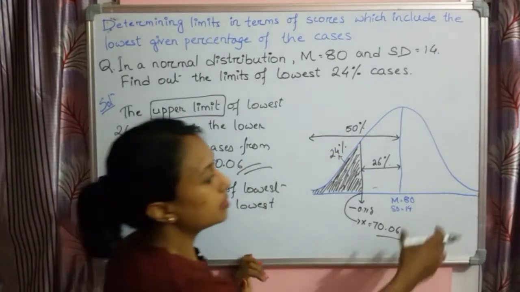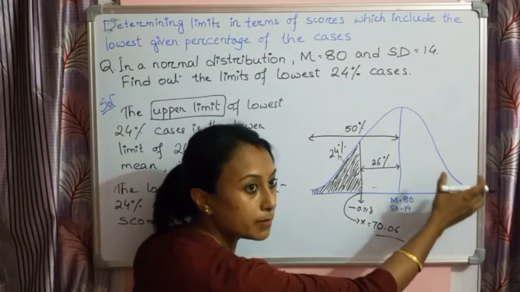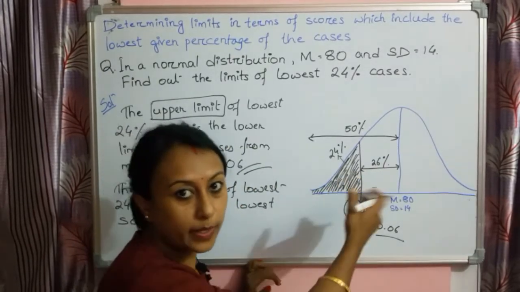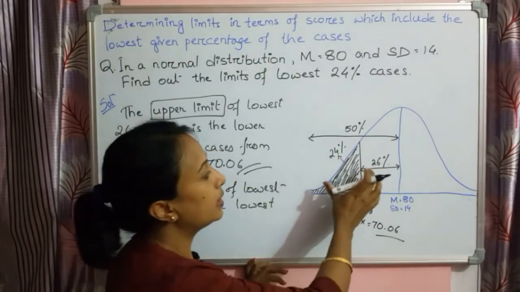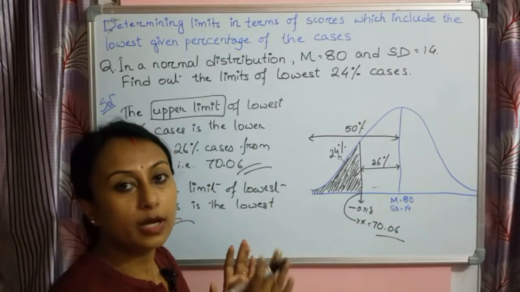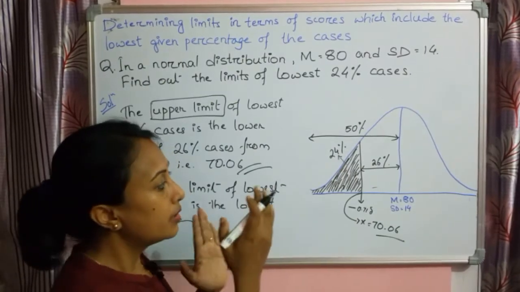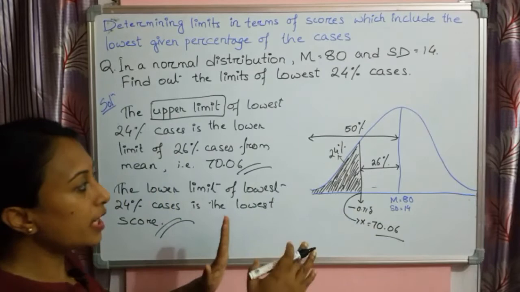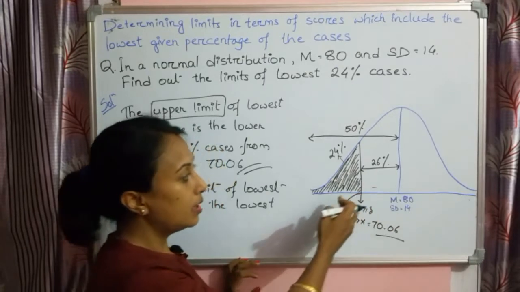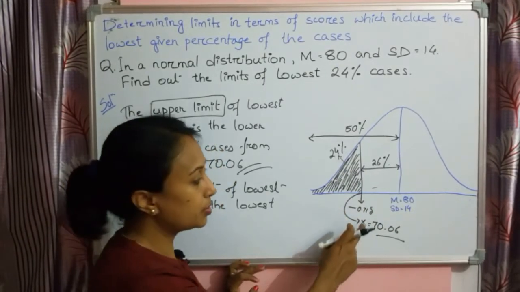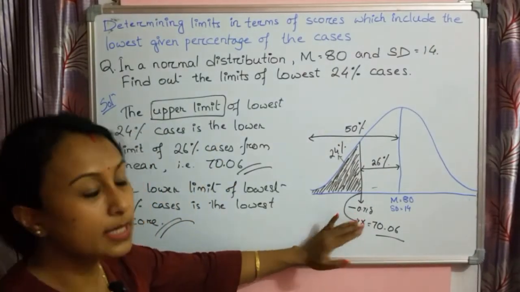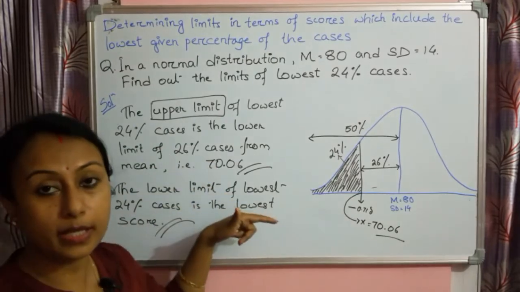There we were determining the limits of the highest certain percentage, and here we are doing the same thing on the lower part, the lowest 24%. Sometimes it will be the lowest 8%, highest 2%, and so on. We have to determine the limits of different given percentages. The procedure will be the same, but we have to be careful when putting the Z score. Whenever the Z score is below the mean, we have to put a minus on the Z score. Then only will the X score calculation be correct.